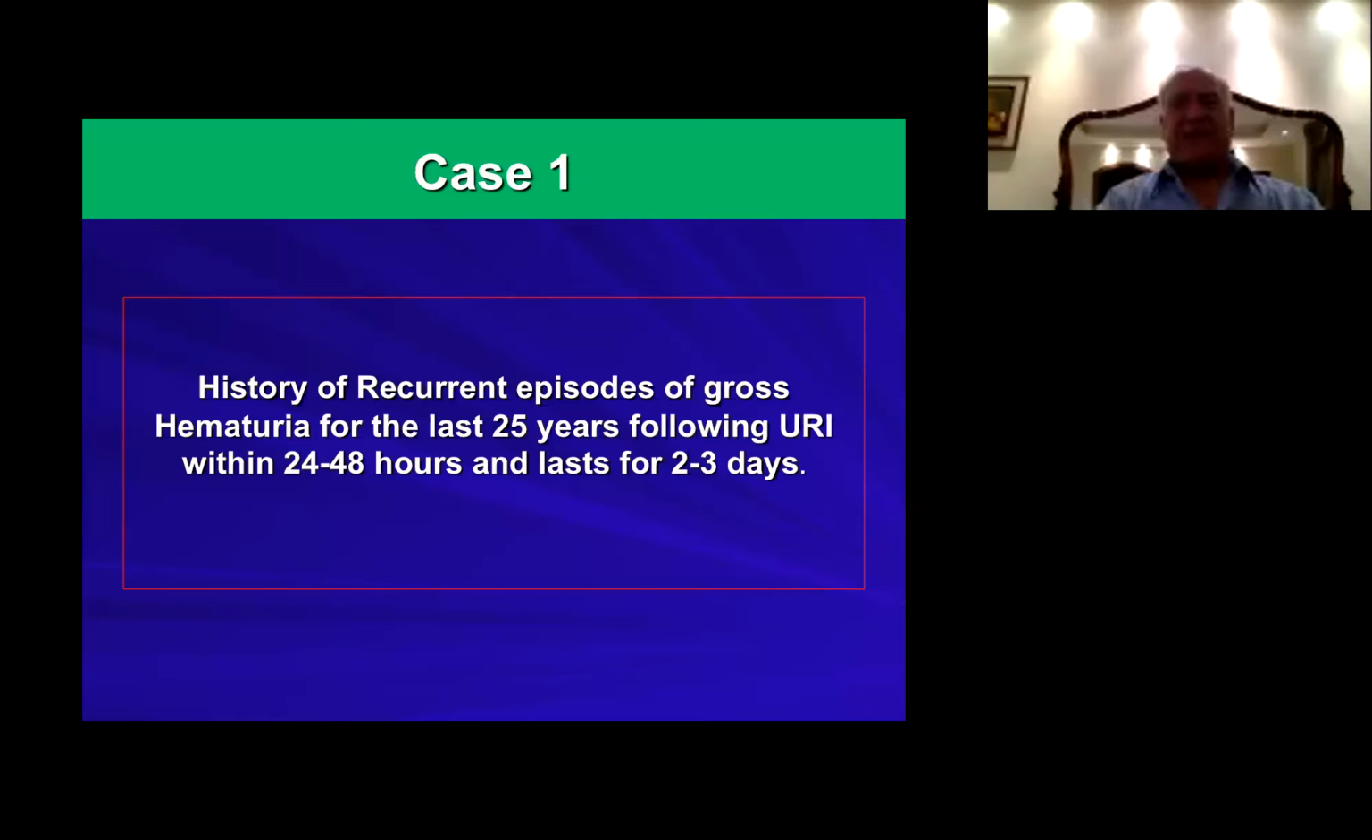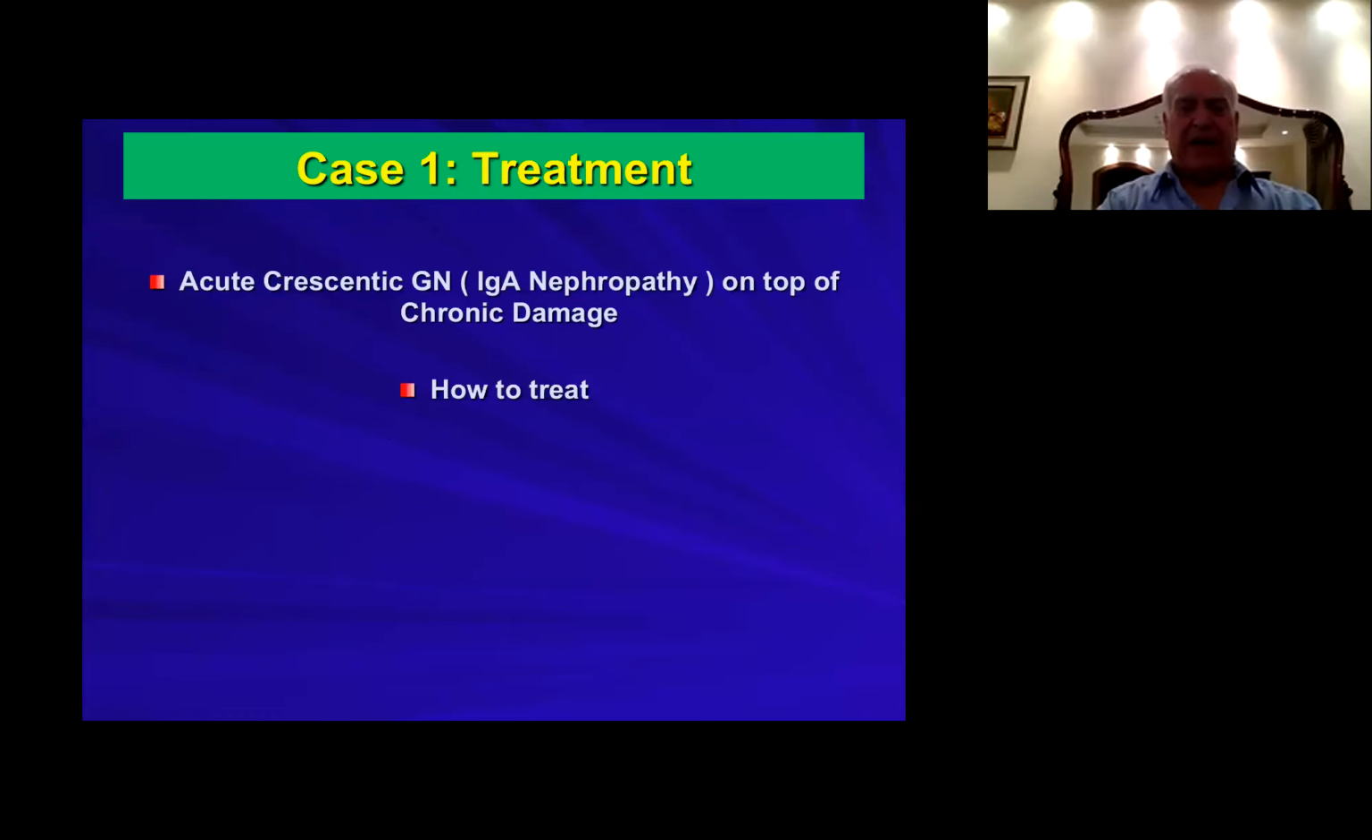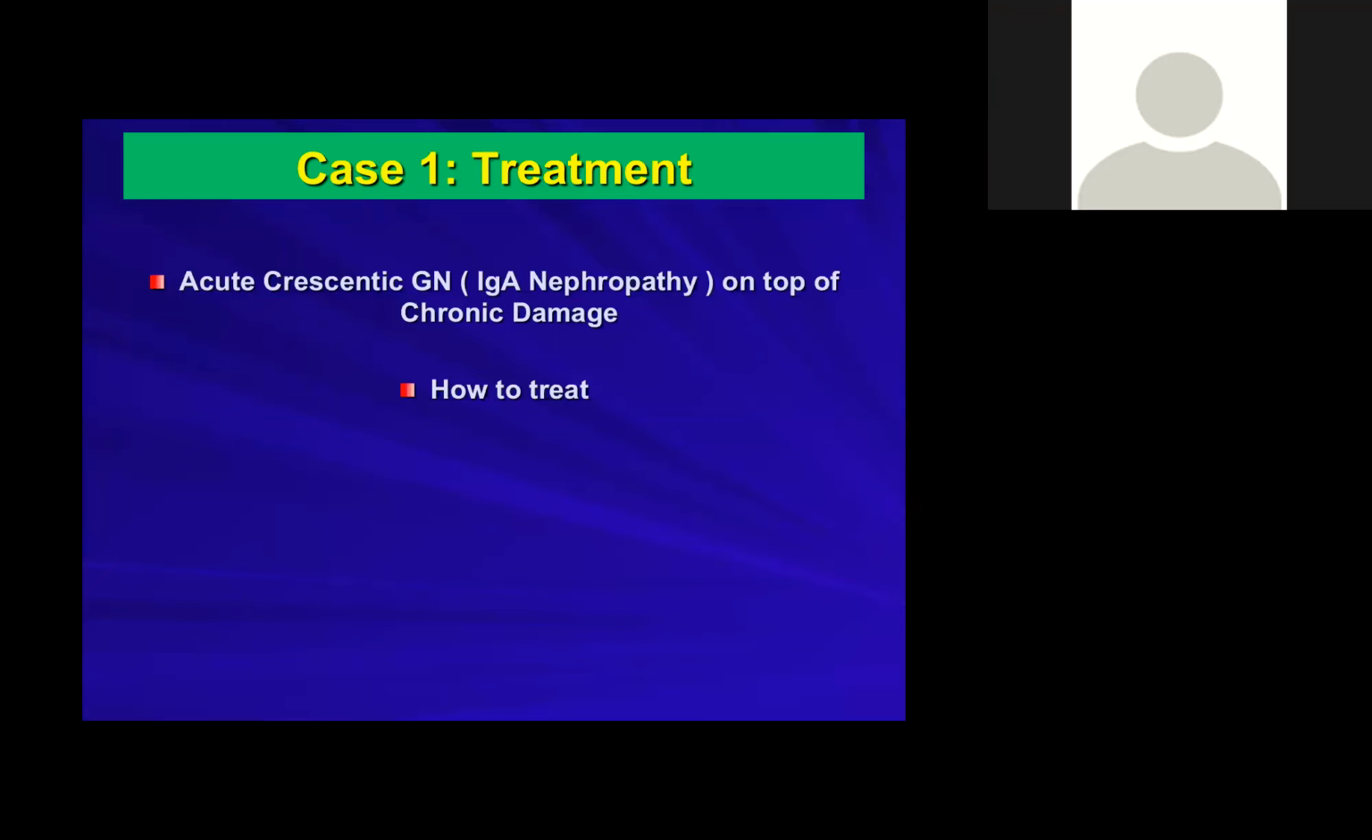So this is basically the patient. So how are we going to treat this patient now? How to treat this patient? Any opinions on Professor Riyad's question? Treatment of rapidly progressive GN with a biopsy diagnosis of crescentic IgA nephropathy on top of chronic damage.